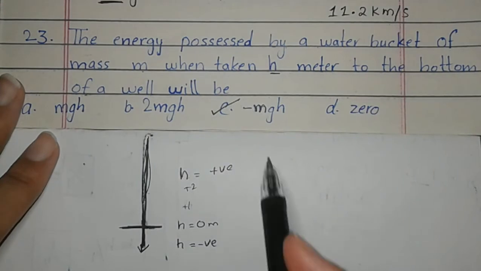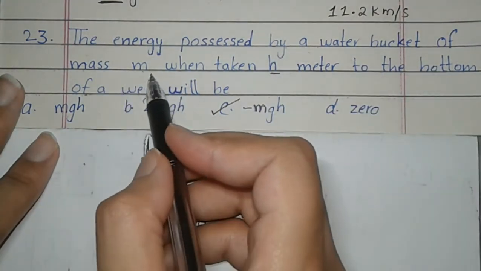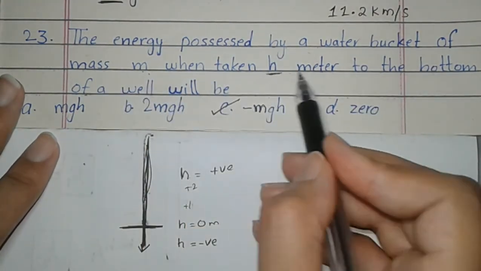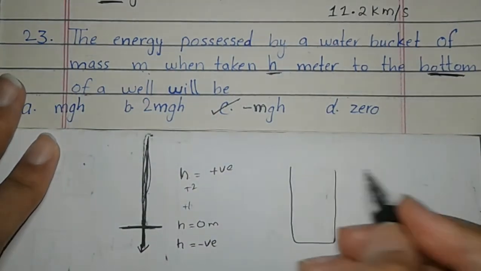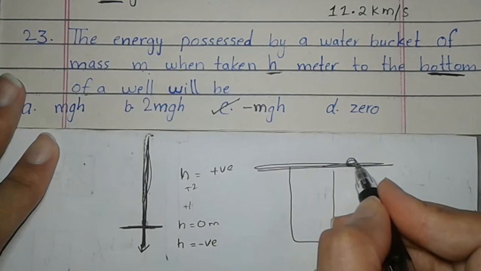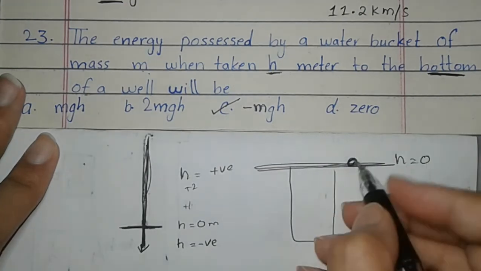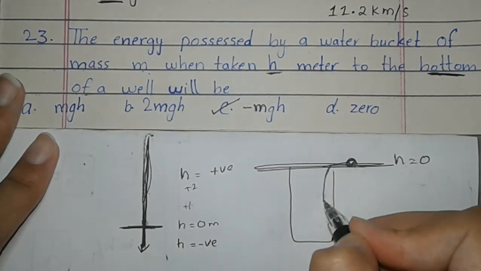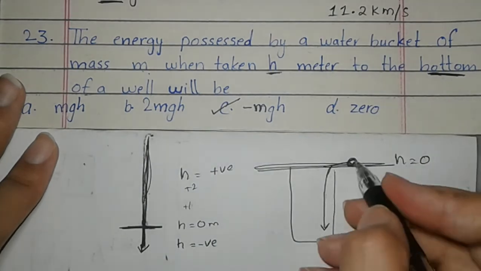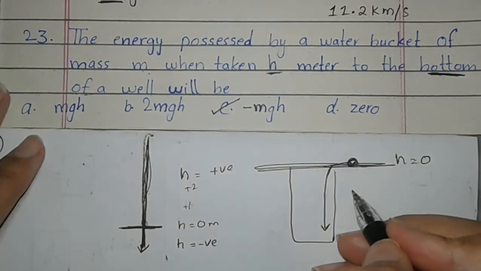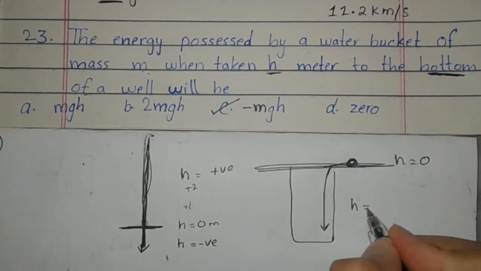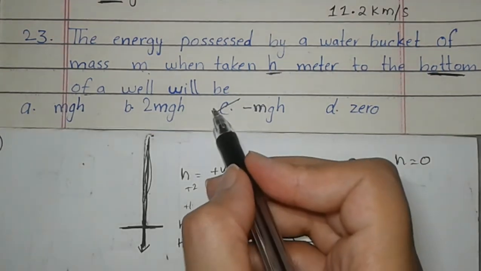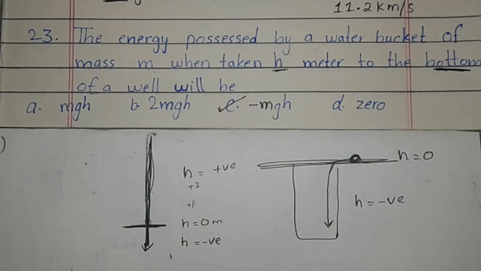Look at the MCQ: a water bucket of mass m when taken to a height h meter to the bottom of a well. Let's suppose it's the surface of earth, so here the height will be 0. But if the bucket is brought to the bottom of the well, it means that the bucket is moved below the surface of earth. Here the height will be negative, so option C is correct, negative mgh.